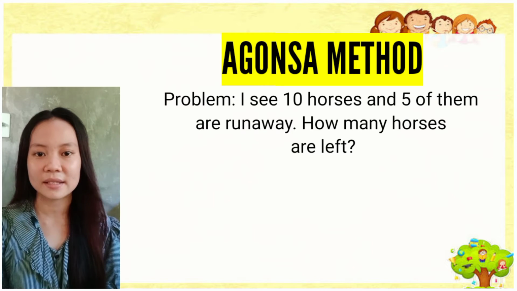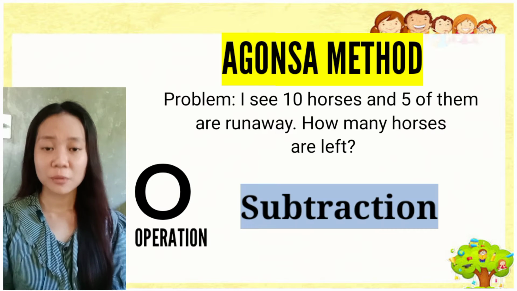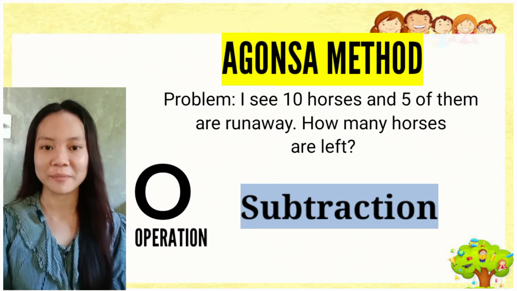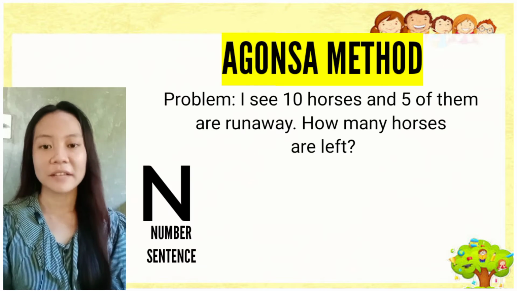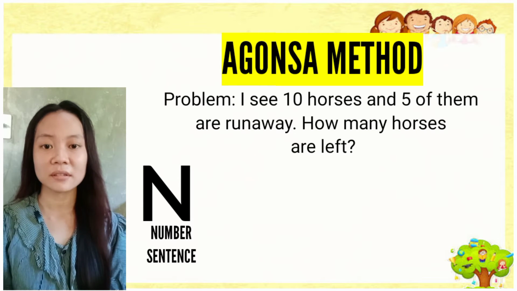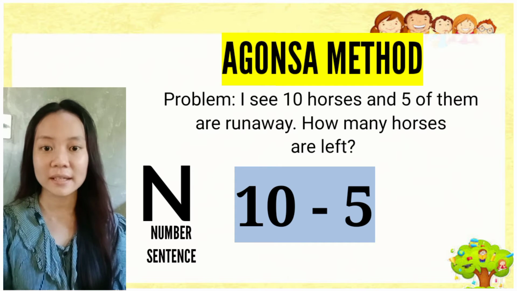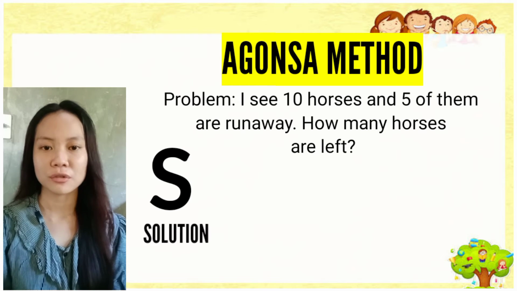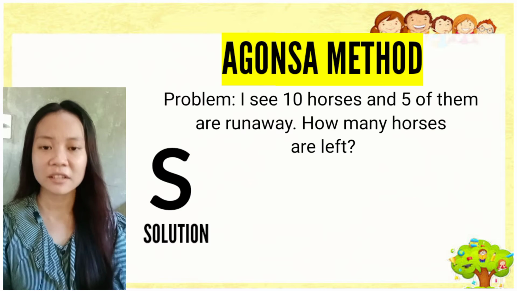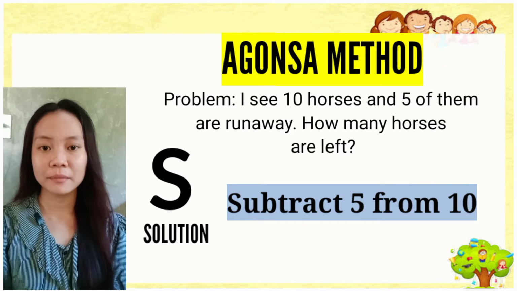So next is the operation. What mathematical operation is used in the problem? The answer is subtraction, because subtraction is our topic. The next is N, the number sentence. The number sentence in that problem is 10 minus 5. So that's it. Next is the solution. What solution is used in that problem? Subtract 5 from 10.